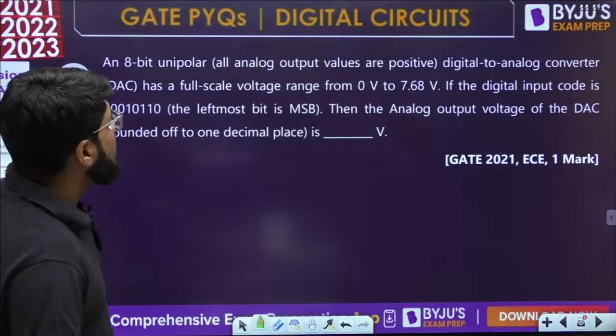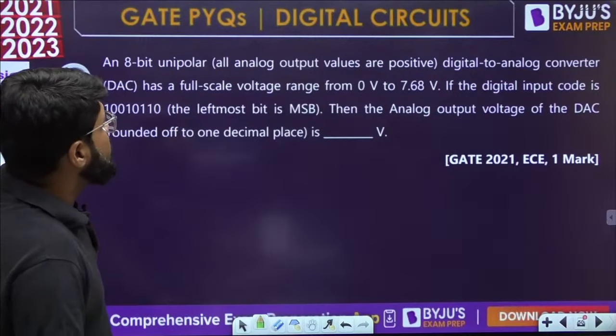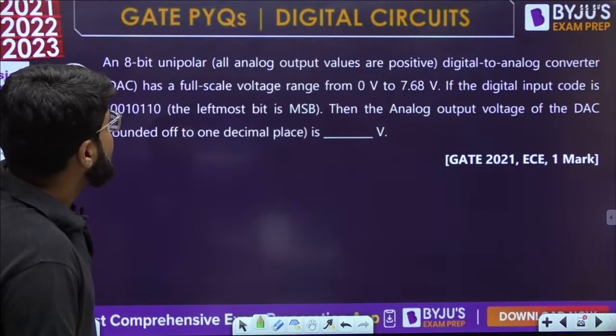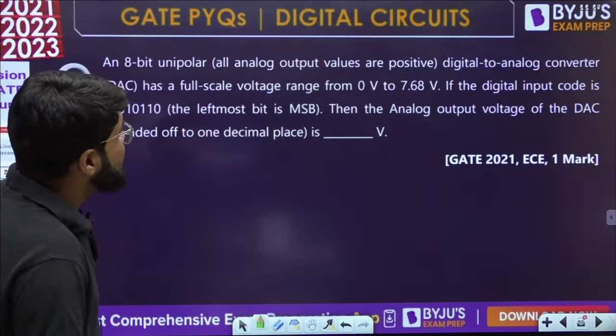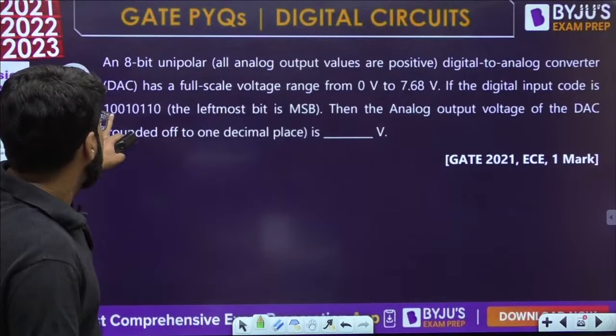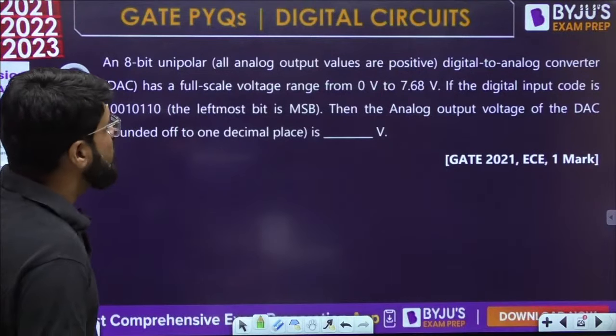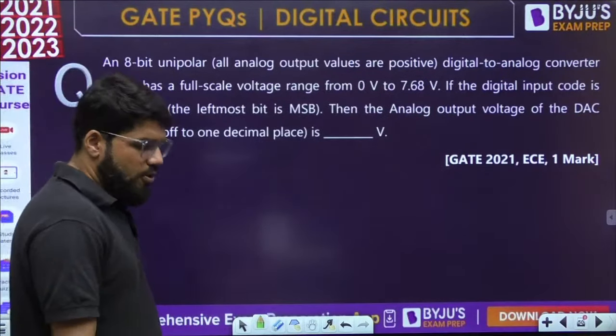An 8-bit unipolar, where all analog output values are positive, D2A, digital to analog converter, has a full scale voltage range from 0 to 7.68. If the digital input code is 10010110, the leftmost being the MSB as always, then what is the analog output of the DAC?